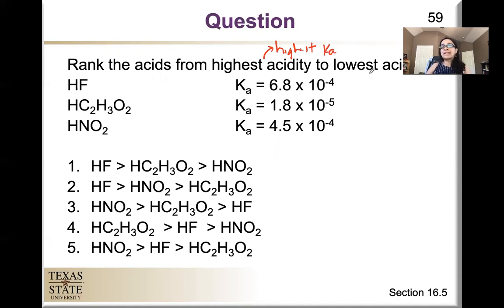to the lowest acidity, meaning the lowest Ka. So, of course, in this case, the answer is going to be number 2, because hydrofluoric acid contains the largest out of the 3 Kas, and acetic acid, HC2H3O2, has the lowest Ka. Just to remind you, a negative exponent here, which is like a smaller number, actually indicates a larger number versus something that is 10 to the 5, for example.